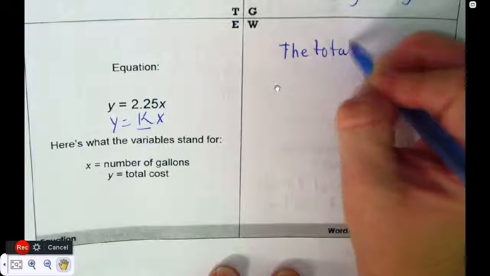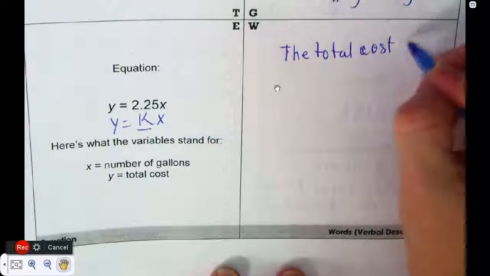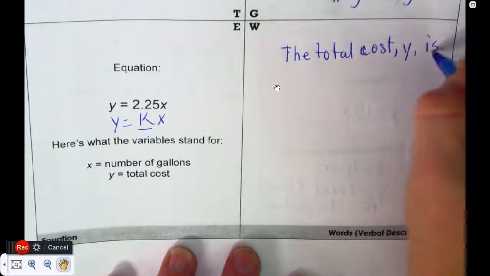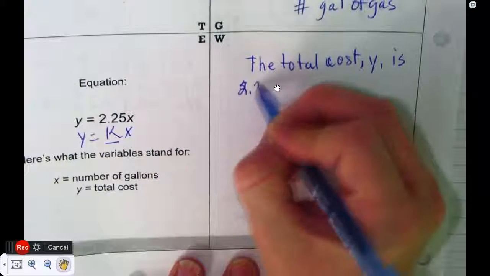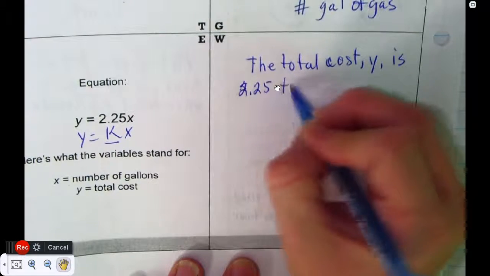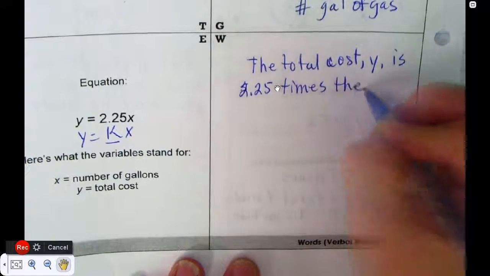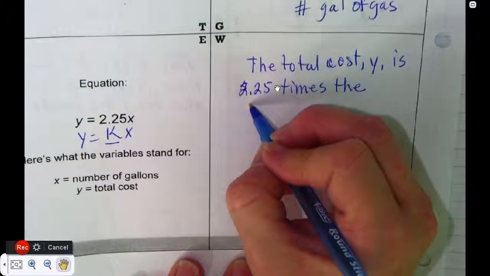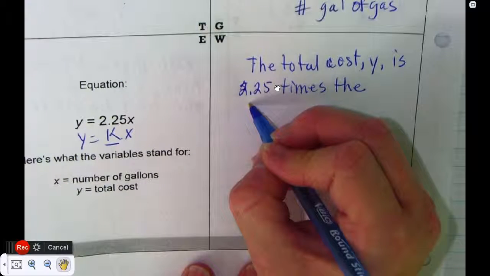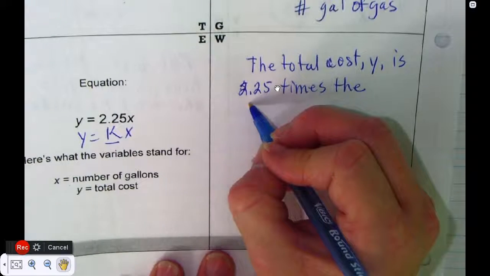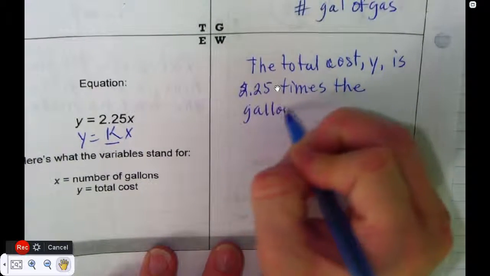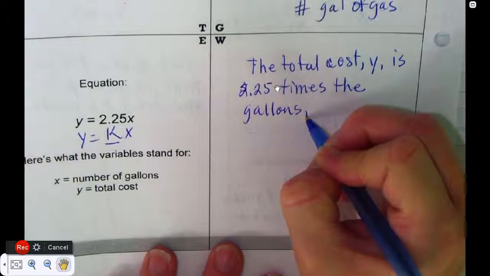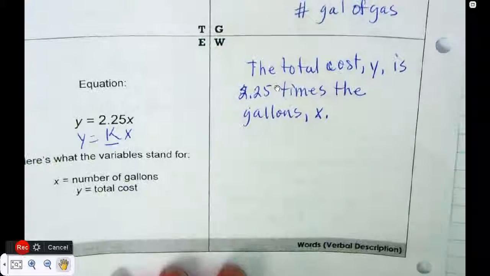The total cost, which is Y, is 2.25 times the what? Well, what does X represent? No, the gallons, isn't it? Don't you multiply 2.25 times the gallons? Yes, to get the total. And gallons, now we're going to put the X. So the total cost Y is 2.25 times the gallons X.